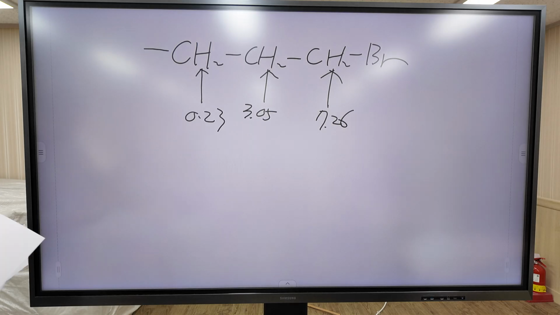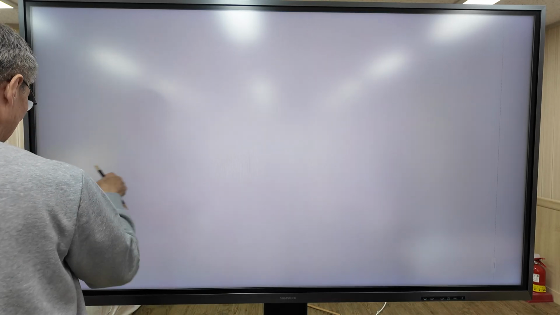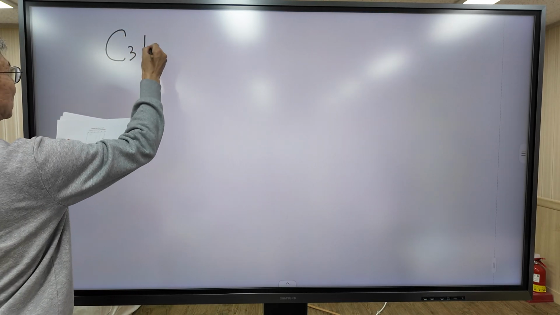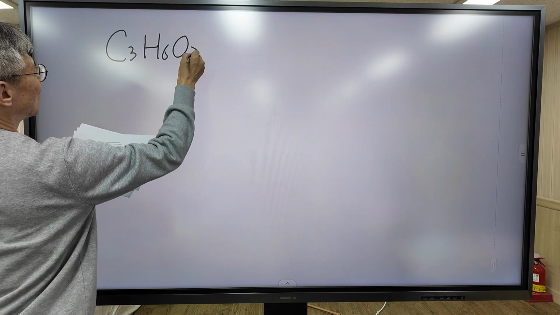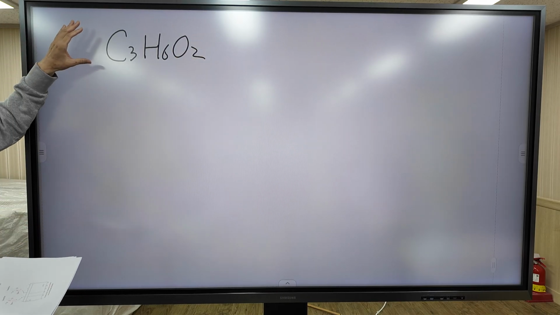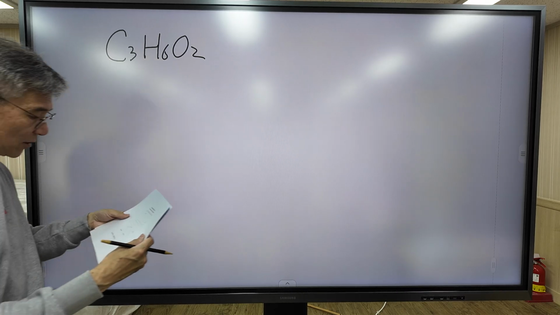The next slide. There's a chemical formula C3H6O2. For this molecular formula, I'm going to determine the molecular structure. Two possible structures are suggested. The first structure is this one.